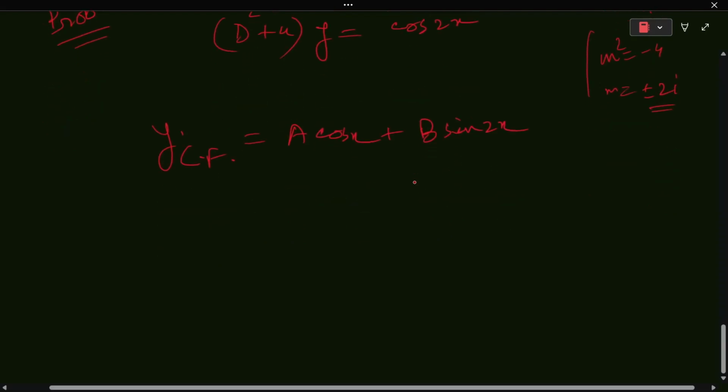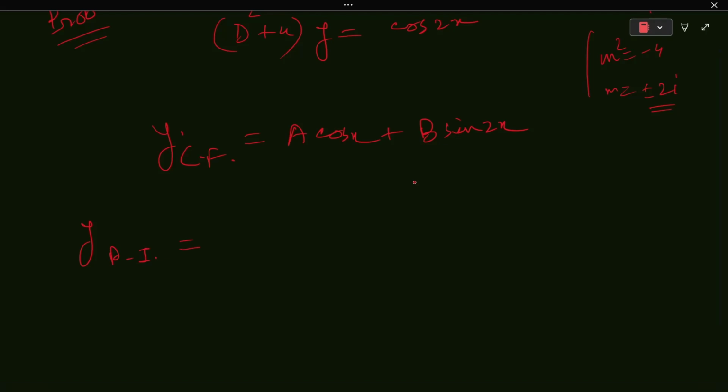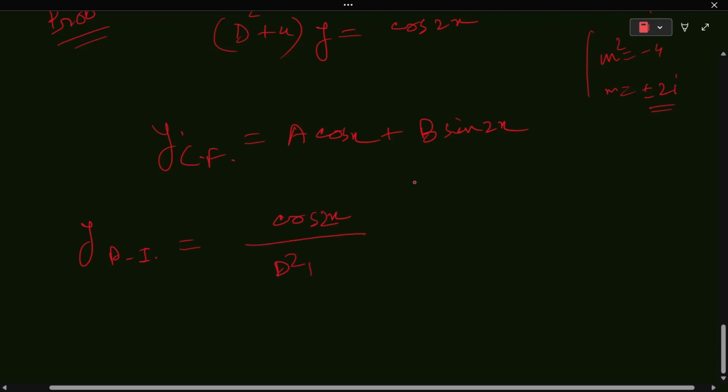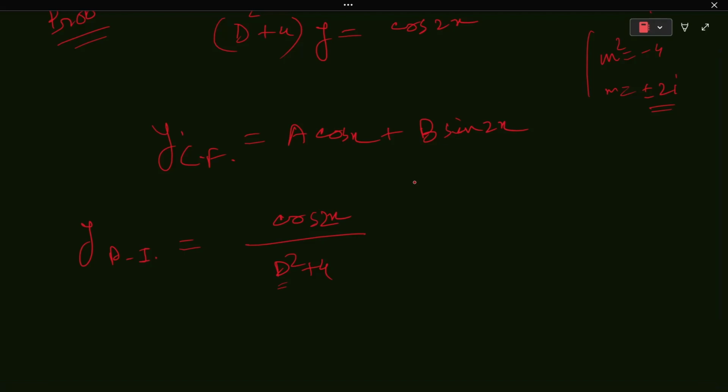So now the main part, that is the particular integral part, y_pi. So y_pi is nothing but cos 2x by D square plus 4. Here a D square term is there. If we compare it with the above rule, that is cos ax by f of D square, the solution is cos ax by f of minus a square, if f of minus a square is not equal to 0. So a is nothing but, here, a equals 2.